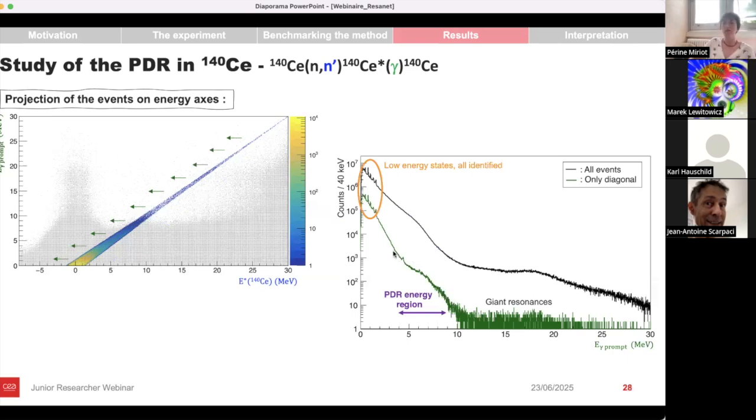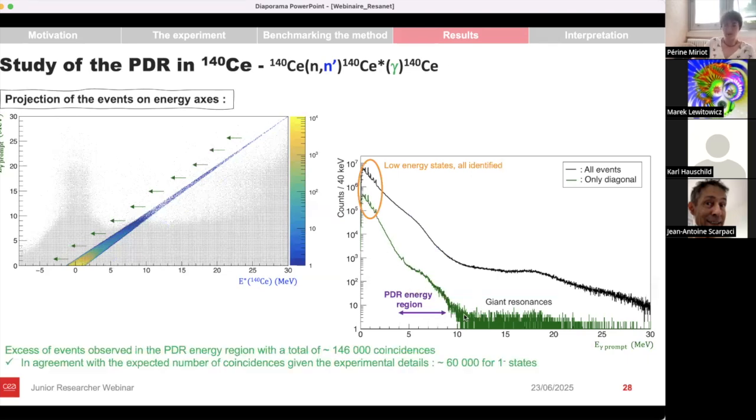So if we look now at the statistics in the PDR energy region, removing here the linear background, I obtain a total of around 146,000 coincidences in this energy region. And I compared it with the expected number of coincidences.